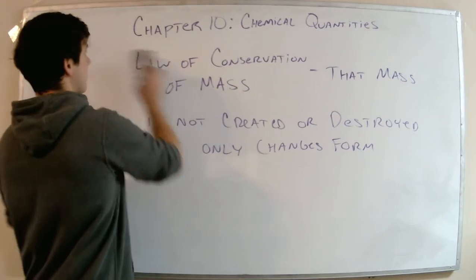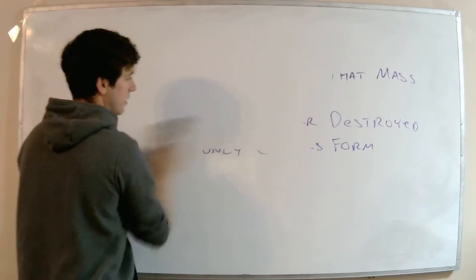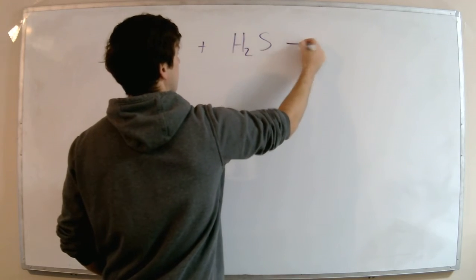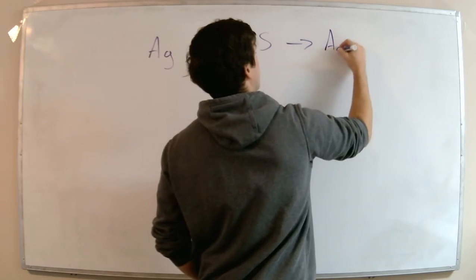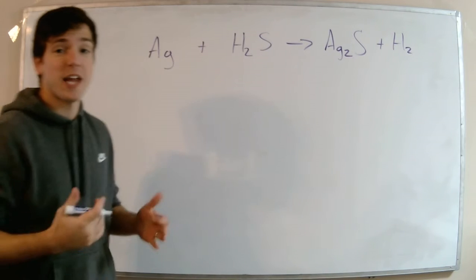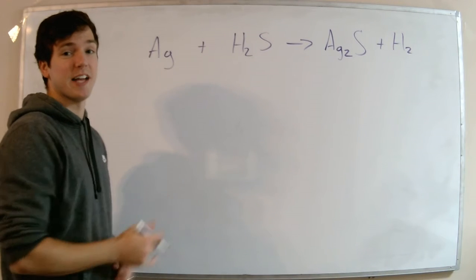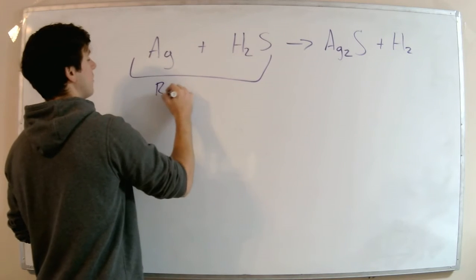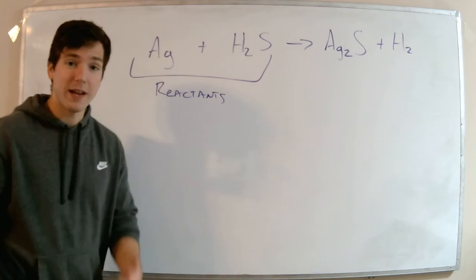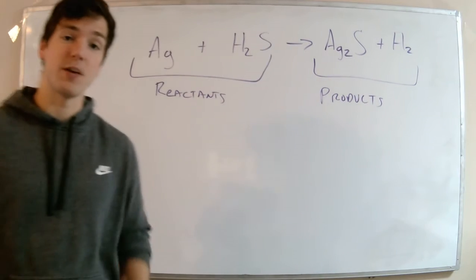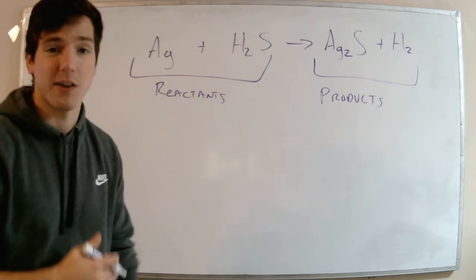And an example of that is something like this. Say we got silver and it's going to react with hydrosulfuric acid and it will become silver sulfide and hydrogen gas. Okay? We should have the same amount of each element on the left side that we have on the right side. Remember that the left side, we call those the reactants, and the right side, we call that the products. So when I say reactants, I'm talking about the left side. When I say products, I'm talking about the right side.